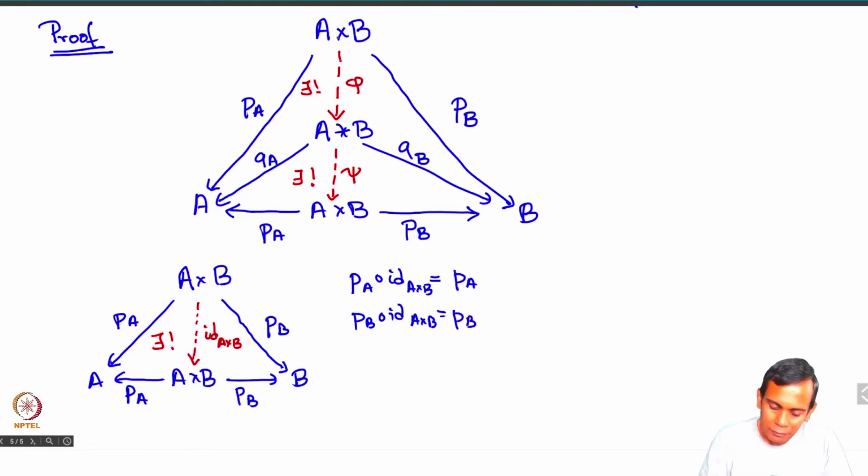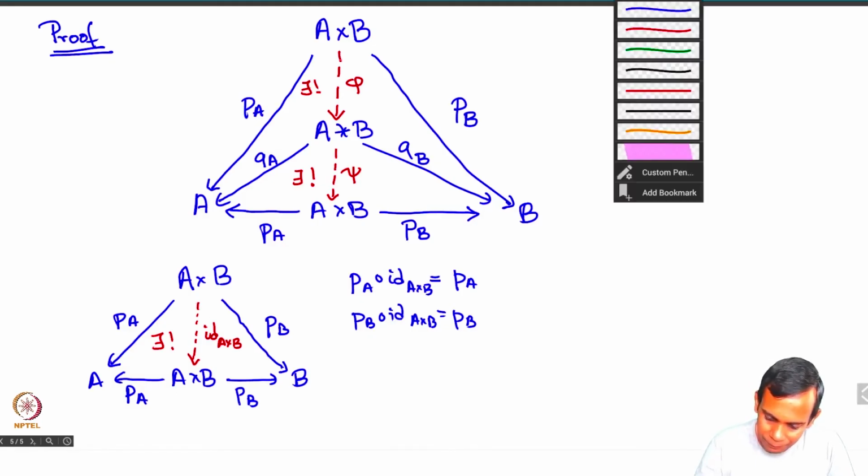But on the other hand, from this diagram, we also see that this diagram commutes if we put here, instead of the identity of A cross B, we put psi circle phi.